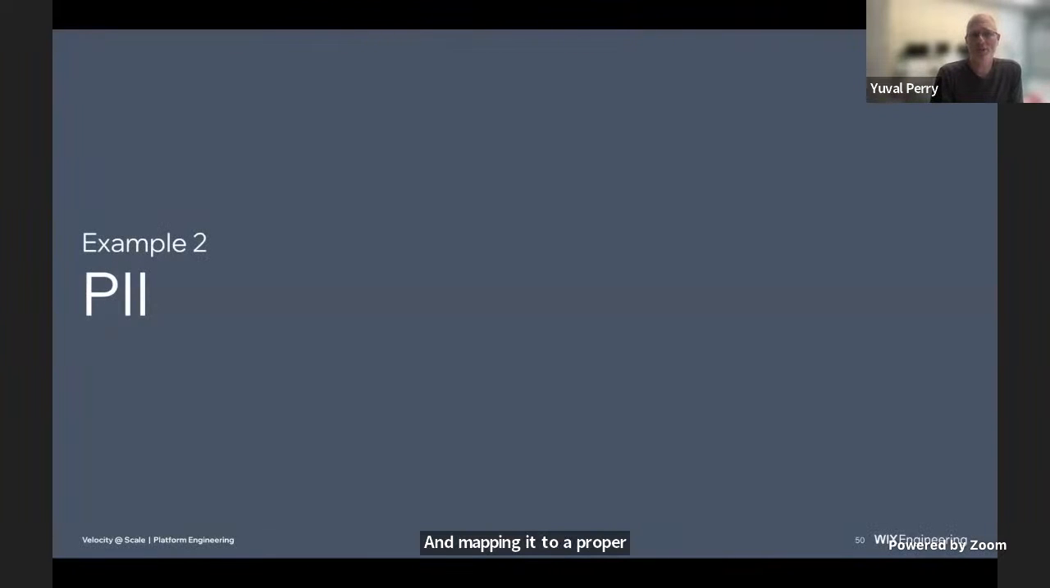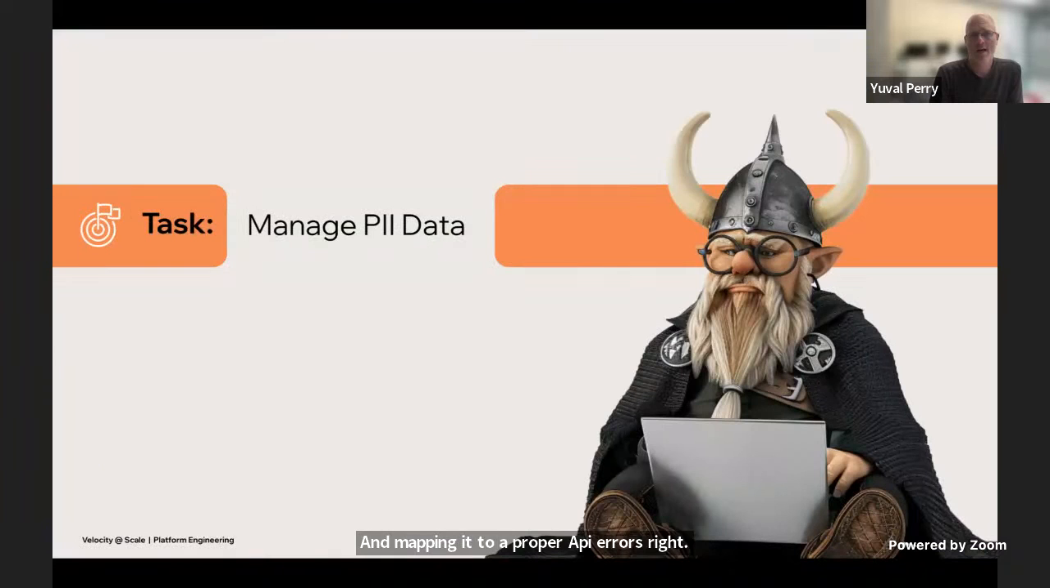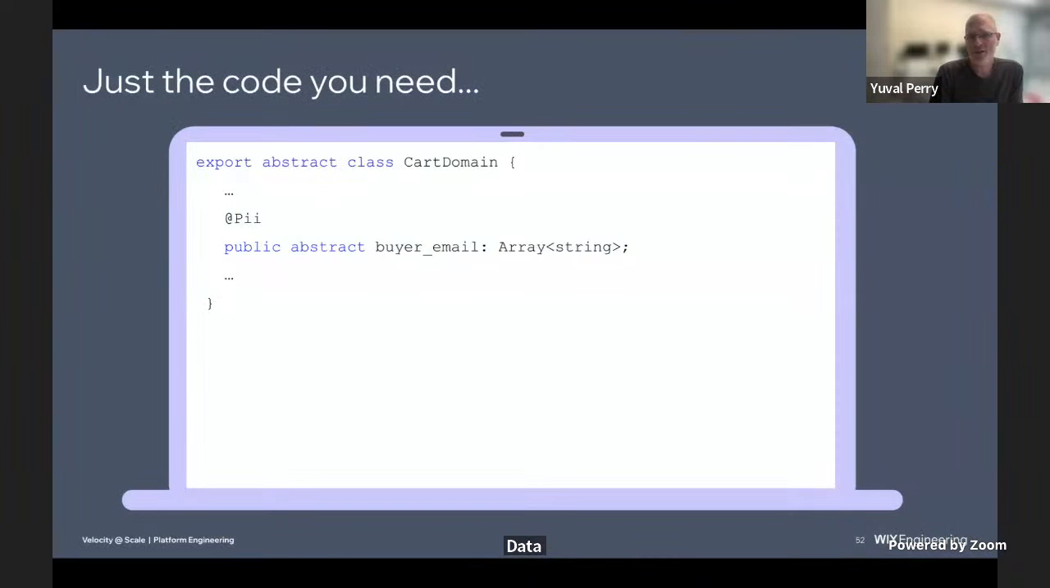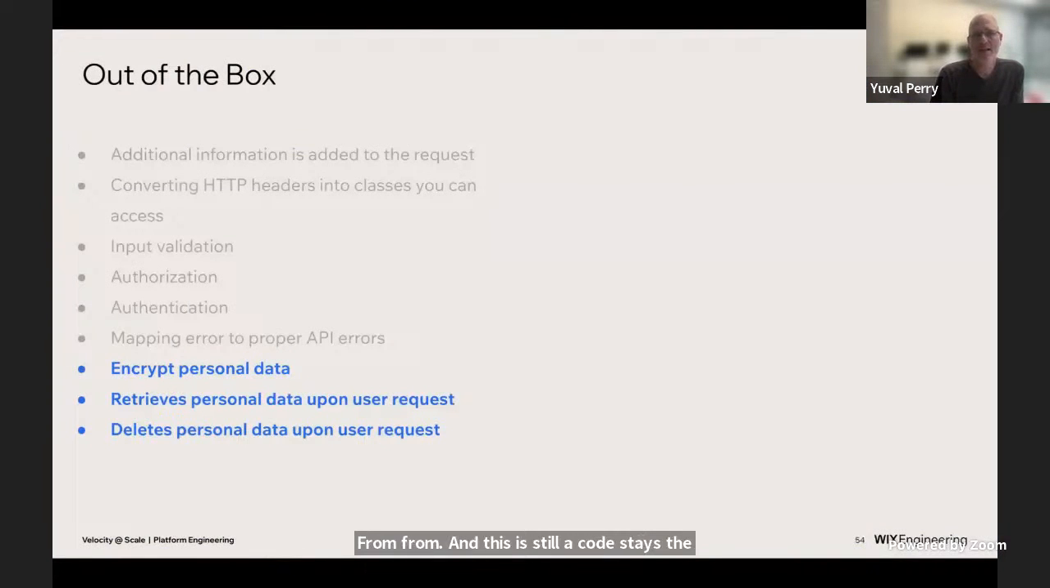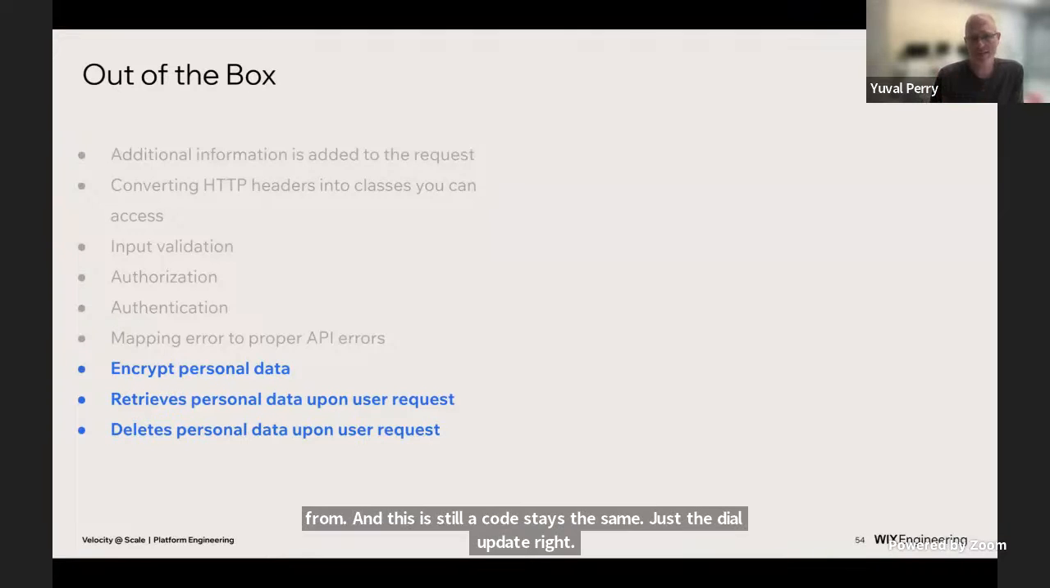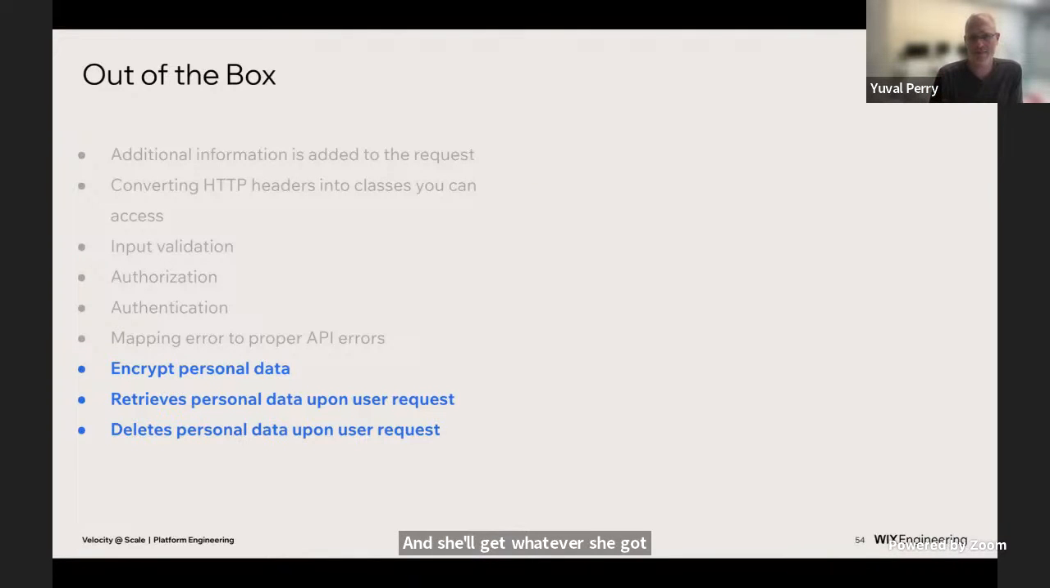Another one is PII, which is much richer, right? In PII, by regulation, I have to encrypt my data, and I have to respond to a data collection request or data removal request, right? So all she has to do is go into her method, and over the private data, mark it with the PII annotation, and the code stays the same, just the DAL update, right? And she'll get whatever she got before, plus encryption of personal data, retrieval of personal data, and removal.